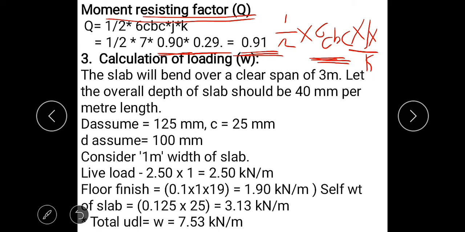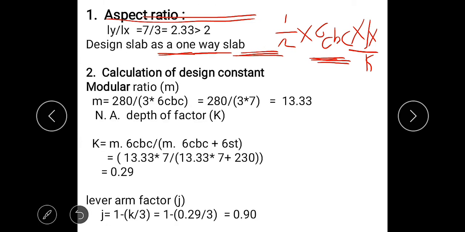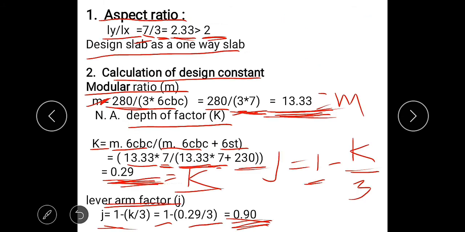Okay. In the second step, we calculated some constants. The first constant is the modular ratio, 13.33. Second, we calculated the depth factor k, 0.29. In the third constant, we found the lever arm factor j, 0.90.